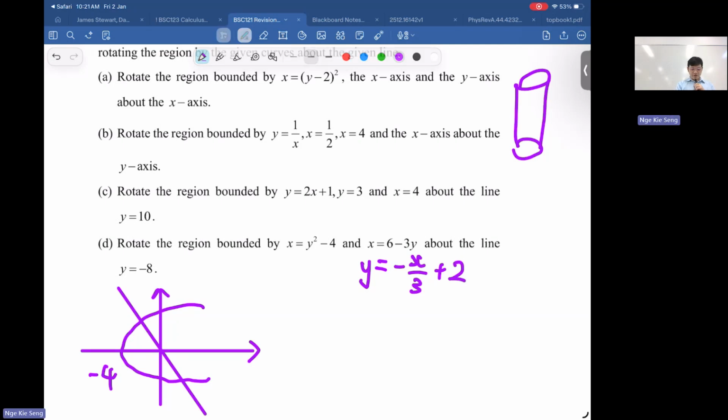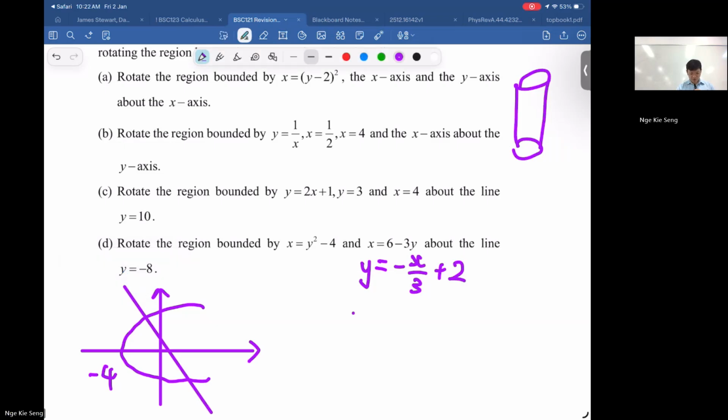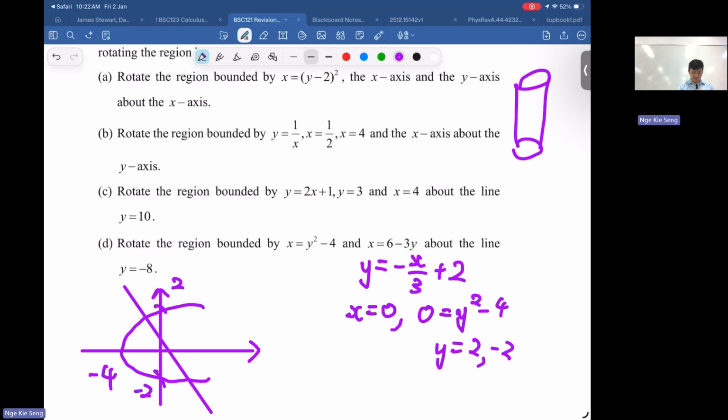Okay, so you shift up by 2, so this one shifts up. Again, there's a problem here. I'm not sure whether they intersect at the same y-intercept or not, but we can compute it. When x equals 0, 0 equals y squared minus 4, so y equals 2 and minus 2. So here is minus 2, here is 2. Similarly for the other cases. So let's name this y1, this is y2.